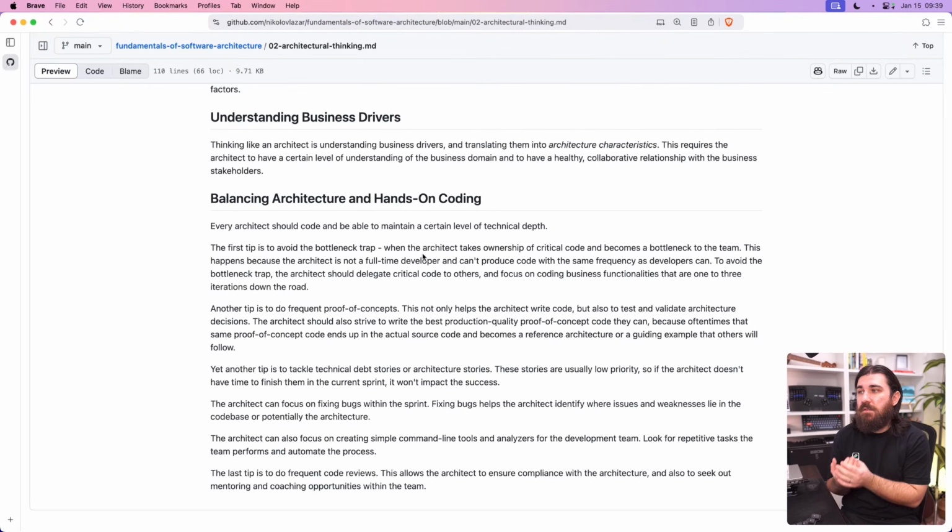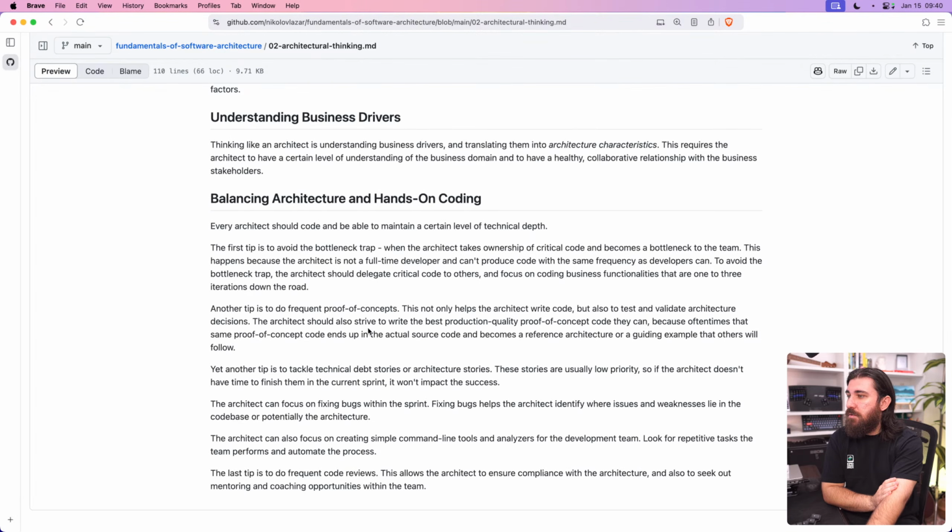We discussed that architects have technical breadth, not depth. That means they're not experts at everything. That means they're missing a lot of details when it comes to specific technologies or frameworks or languages, right? Doing these proof of concepts will allow you, as an architect, to fill up that void or knowledge gap and to validate whether the decision that you're making is technically feasible or not.